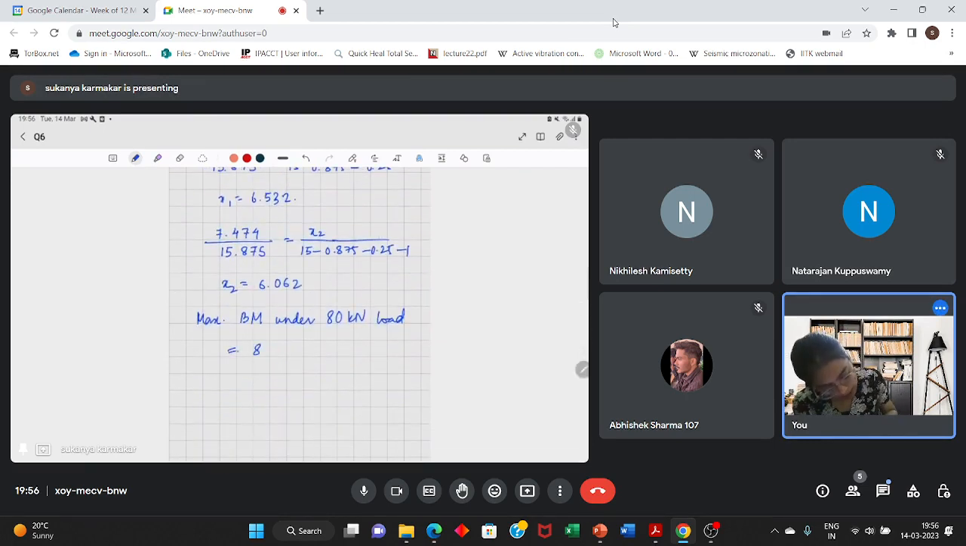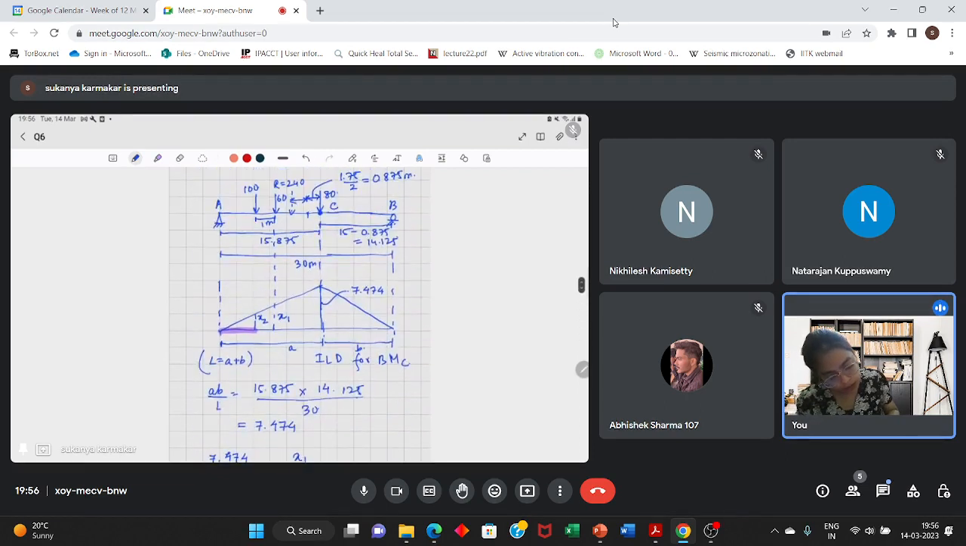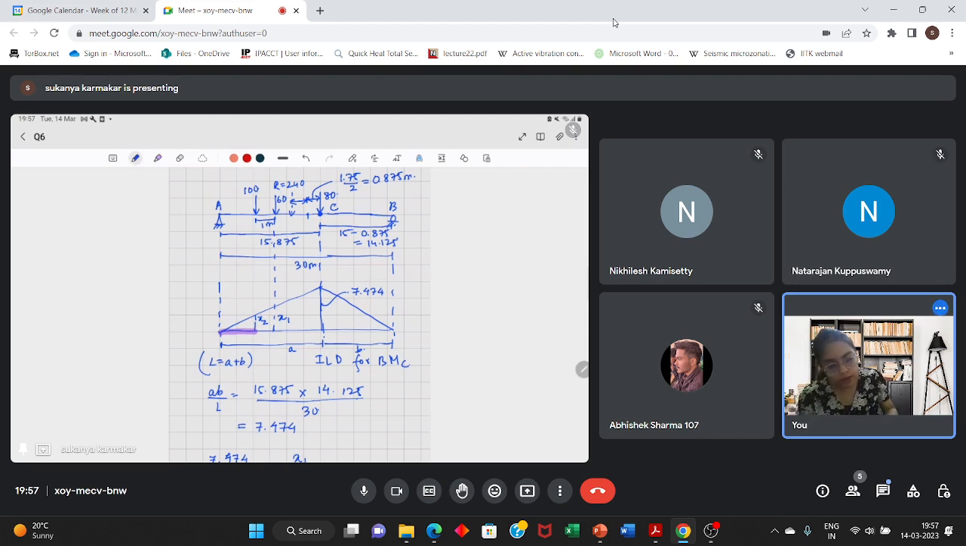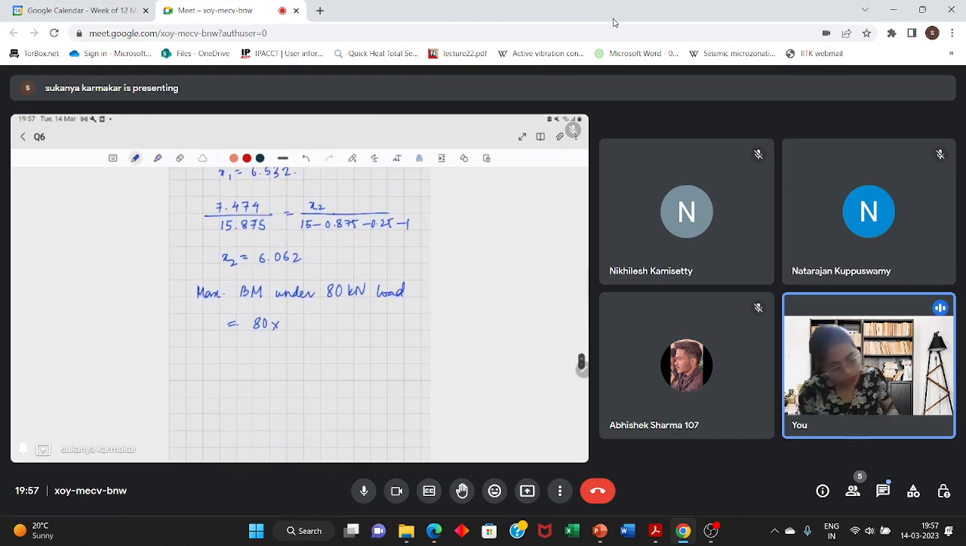There, where 80 kilonewton is acting, the coordinate is 7.474. Where 60 kilonewton is acting, you multiply it with x1, and 100 is multiplied by x2. So 80 into 7.474 plus 60 is multiplied by 6.532, and 100 is multiplied by 6.062. From there, you get 1596.04 kilonewton meter.